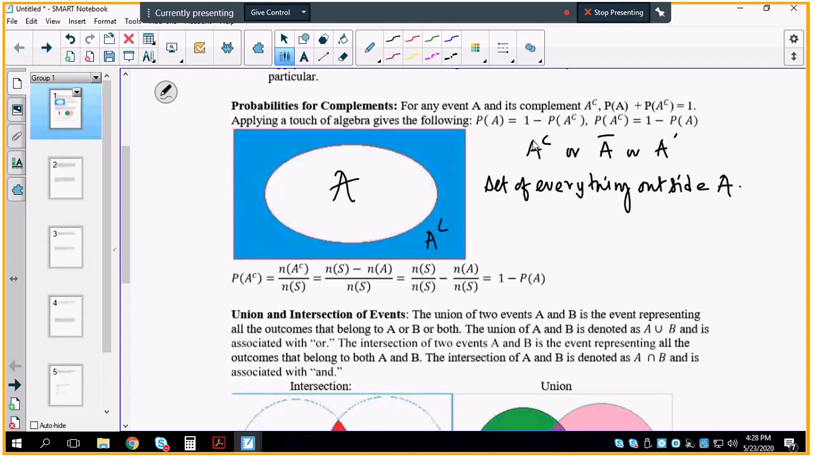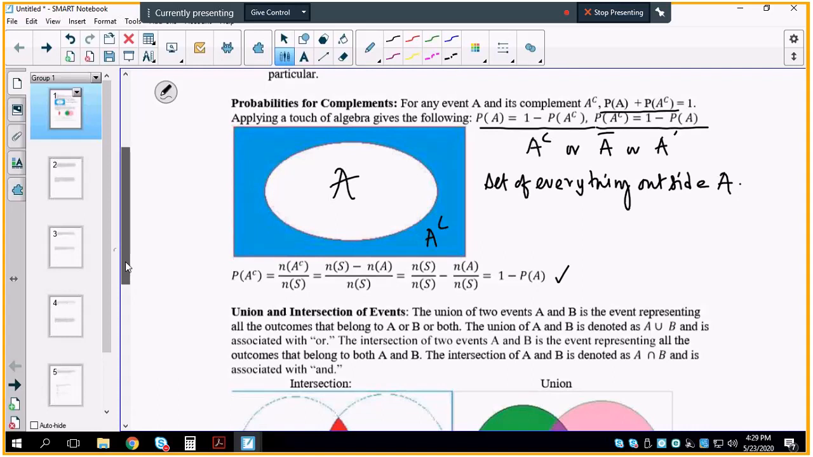The rule for probability that associates an event with its complement is pretty nice. It says the probability of the event A plus the probability of the complement of A is equal to 1, which gives rise to a bunch of different formulas. You can subtract the probability of A complement from both sides, and you get the probability of A equal to 1 minus the probability of A complement. Or you can subtract the probability of A from both sides, and you get the probability of A complement equal to 1 minus the probability of A. I have shown you why this result is true as a very informal proof.